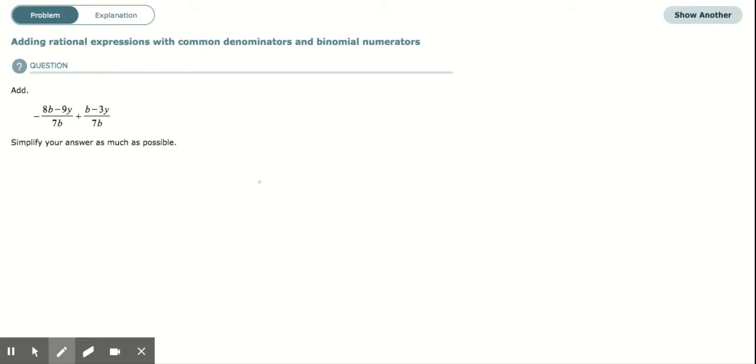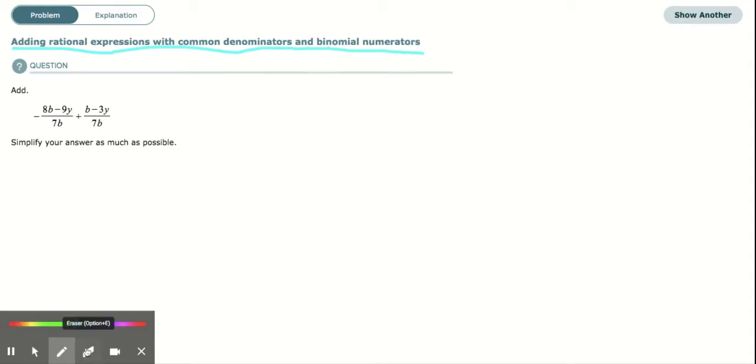This video is going to be on adding rational expressions with common denominators and binomial numerators. All right, so let's go ahead and review what these things mean. A common denominator means that we have the same value on the bottom here, right? So when we're adding or subtracting fractions, we need to have a common denominator. Think of it as having a same sized slice. You can't add together two different sized slices and actually have your answer really mean anything about the quantity.